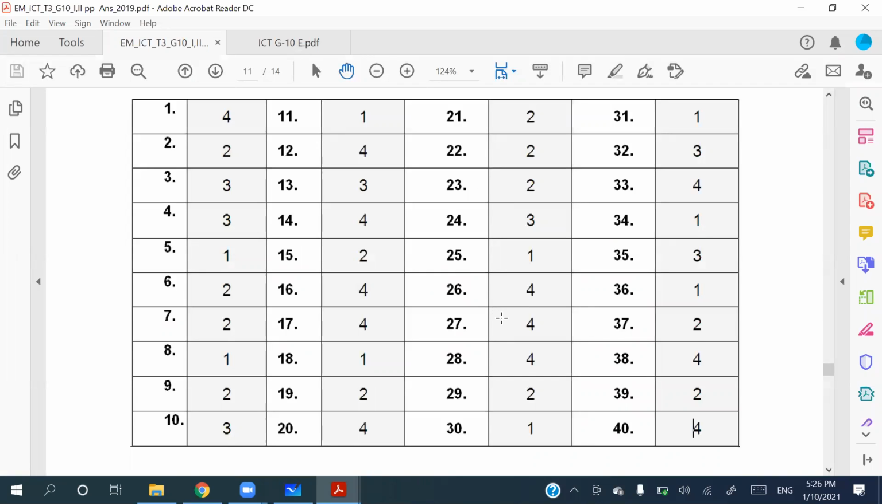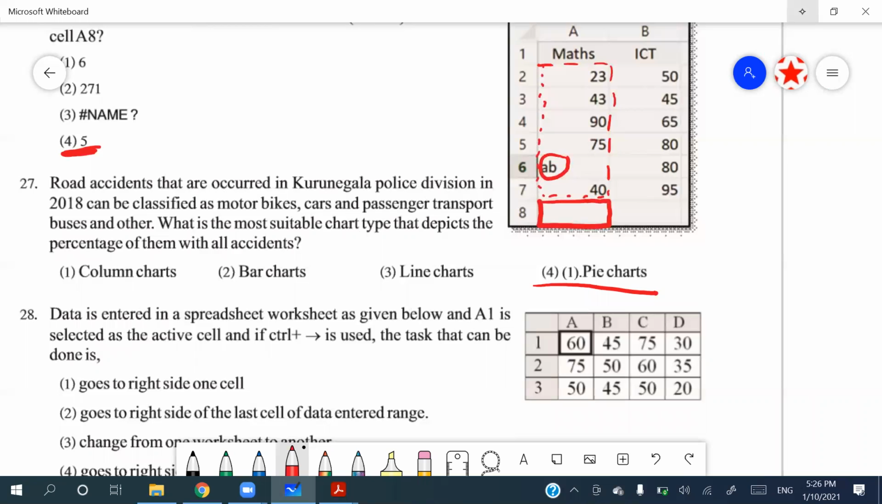27th, yeah, it's the fourth one, because it is the way we can represent the percentage when it comes to the pie chart only. When it comes to the bar chart, column chart, and all these things, you can do the comparison, right? Comparison of two to three things.